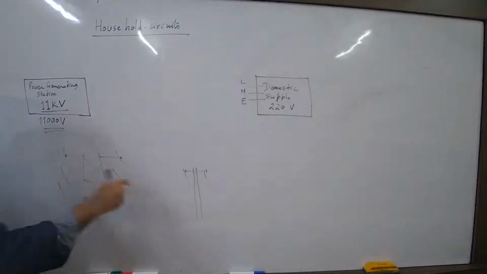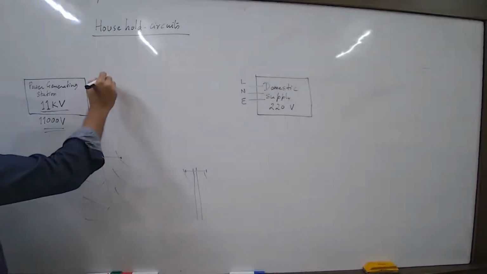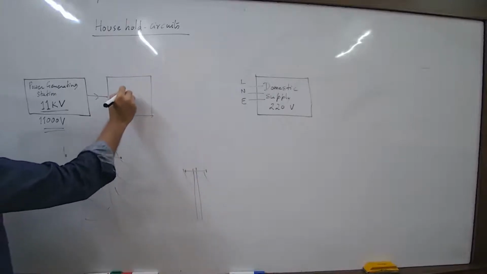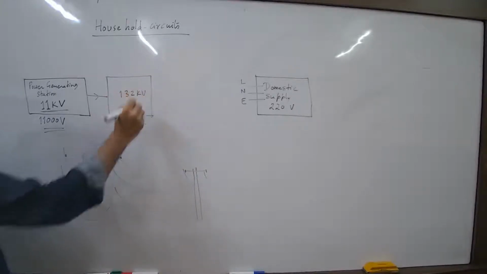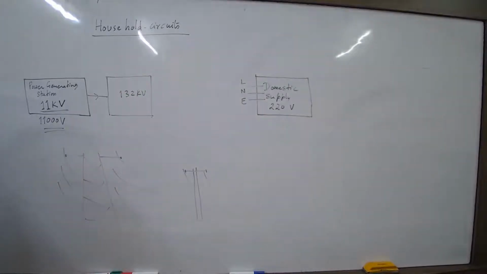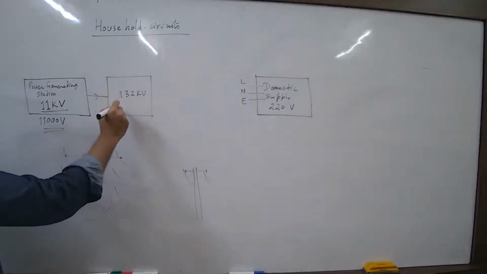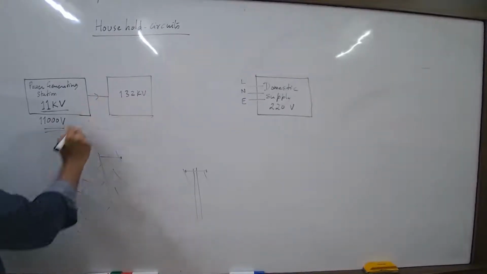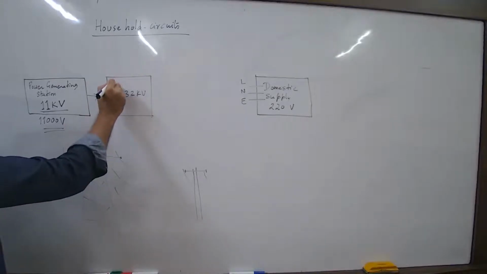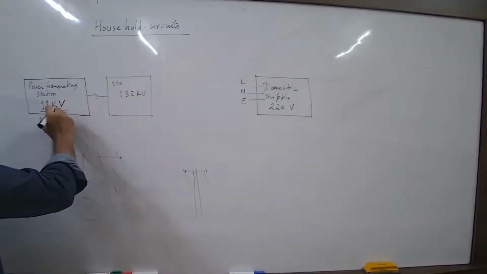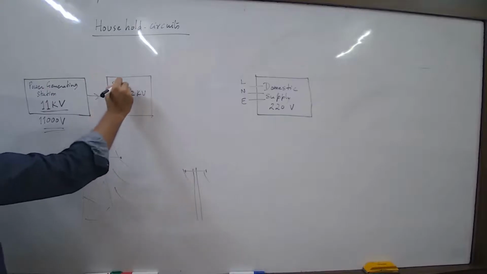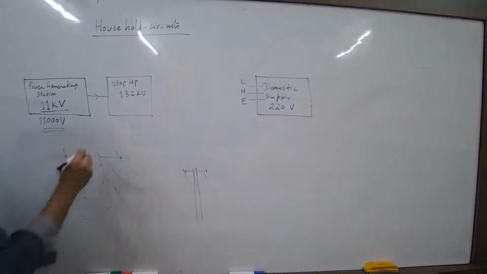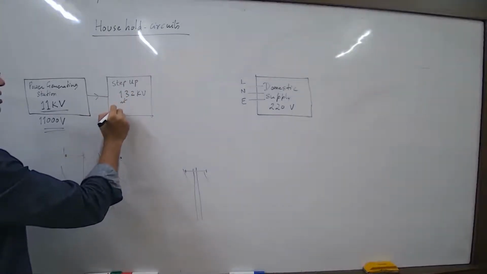Now when it is transmitted, it is transmitted at a higher voltage, 132 kilovolt. So we step up. We step up at what do you call, the grid substation. From 11 to now 132, right? We step up to 132 kilovolt at what is called the grid substation.